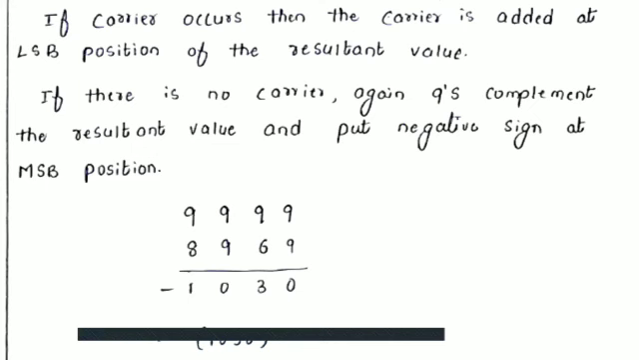Here carry is not generated. That's why we need to take the 9's complement of the result. After getting the 9's complement result, we need to put the negative sign before the MSB. So if no carry is generated, we need to take the 9's complement value. If carry is generated, we need to add that carry to the LSB of the resultant value, and we can get the subtraction value.